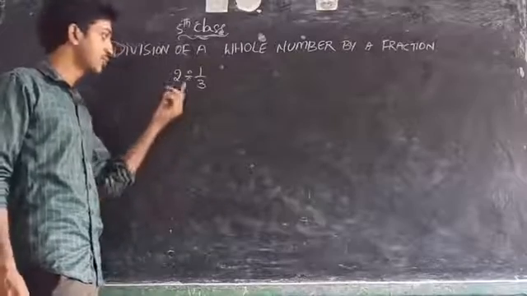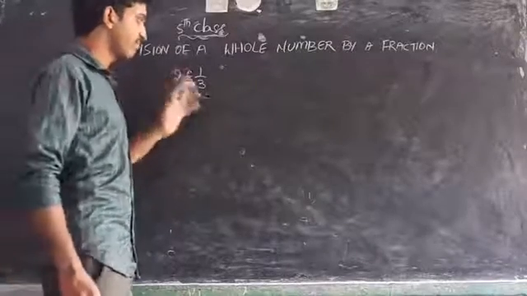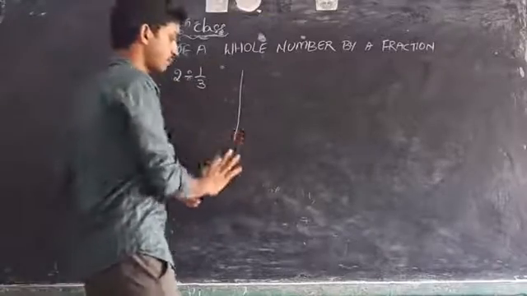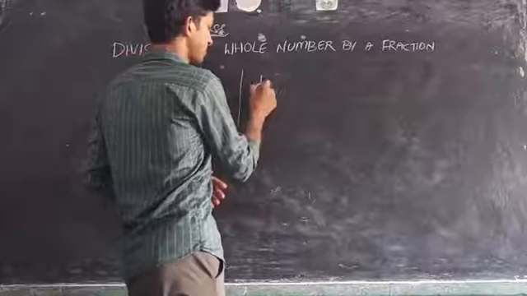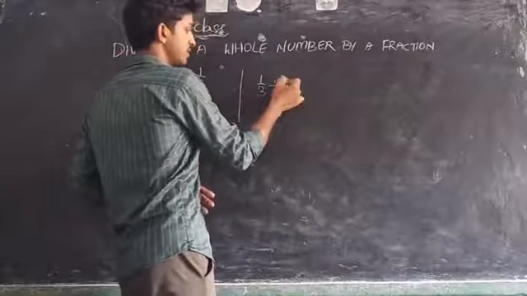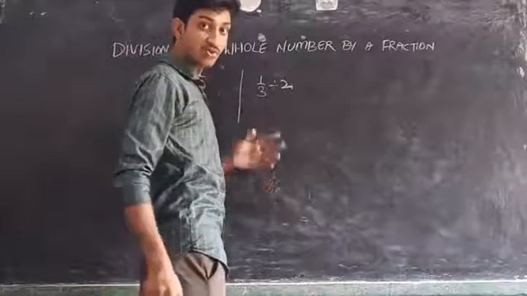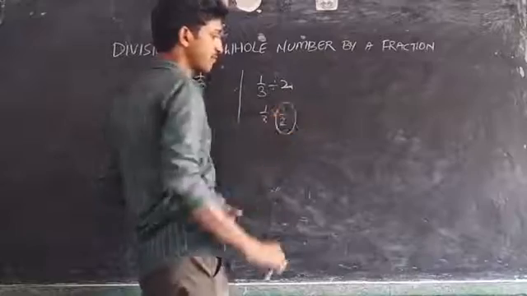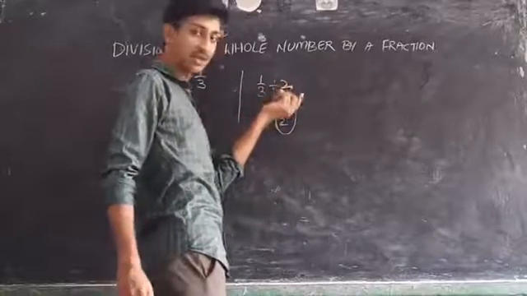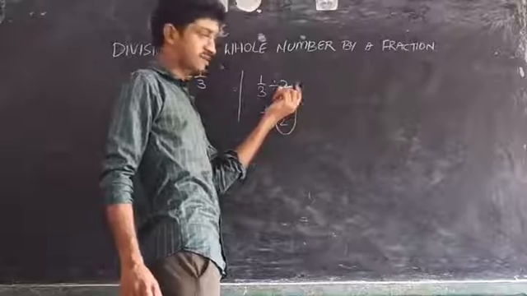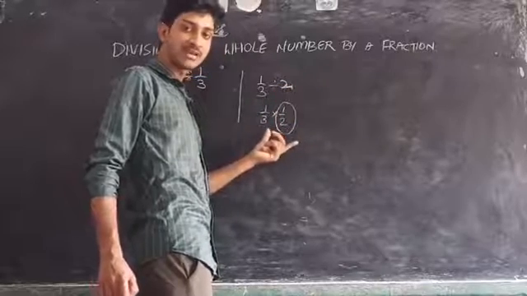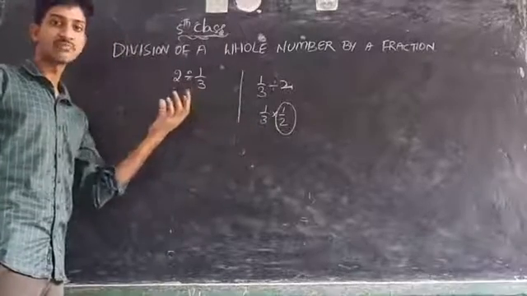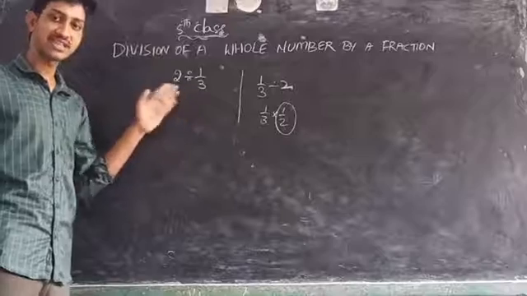Okay, children, see here, going forward to this, I am telling 1 by 3 divided by 2. This type of problems we also discussed. How to solve this problem? Simply 1 by 3 into 1 by 2. This 1 by 2 means the reciprocal of 2. Here we are taking the reciprocal of the divisor and we have to multiply it with the dividend. Like that, here also we have to multiply the reciprocal of the divisor with the dividend.